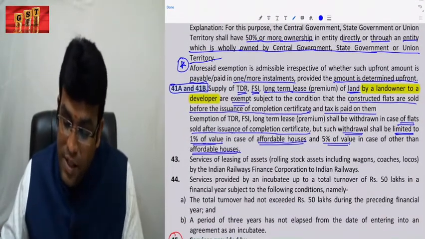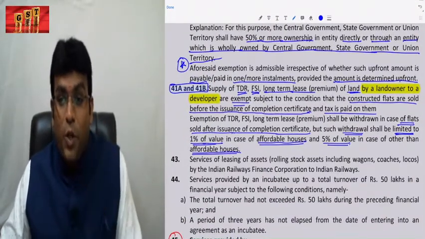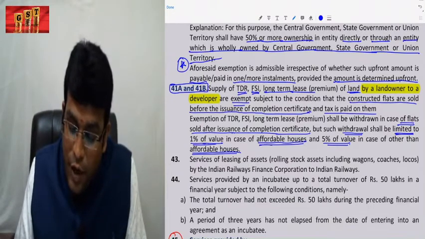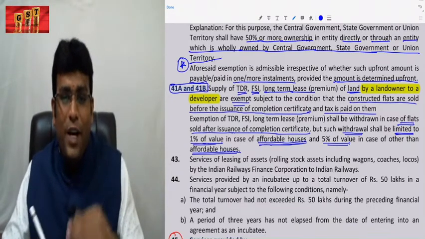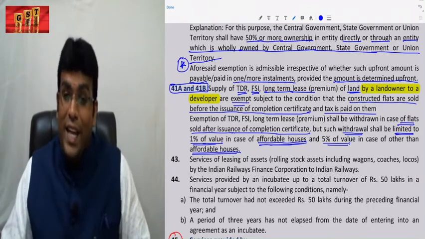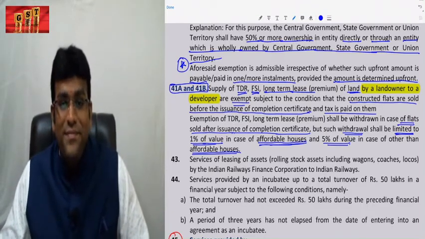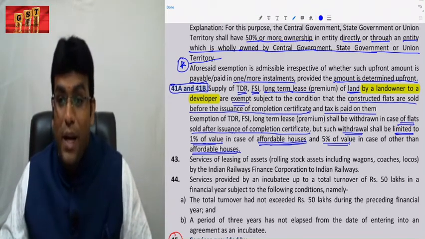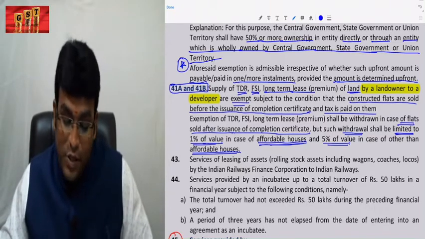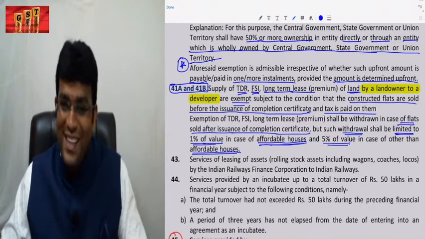Going back, exemption is limited to, withdrawal is limited to what, sir? 1% of value for affordable housing. Affordable housing is something like generally 90 square meters house. We call it as affordable housing. And 5% of value in case of other than affordable houses. Done.